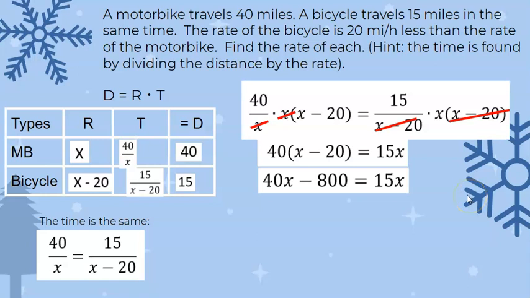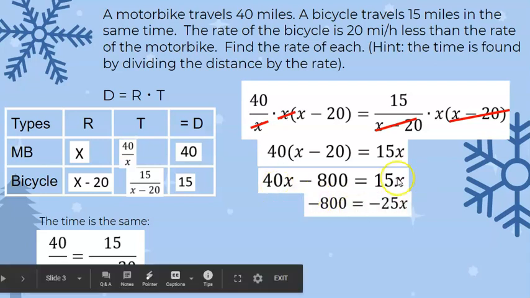Now, to further solve this equation, I want to get the x's together, so the 40x and the 15x. I'm going to subtract the 40x from both sides and get the negative 25x, because 15 minus 40 will be negative 25. And I still have the negative 800. And finally, I want to divide both sides by negative 25. So x will end up to be 32.